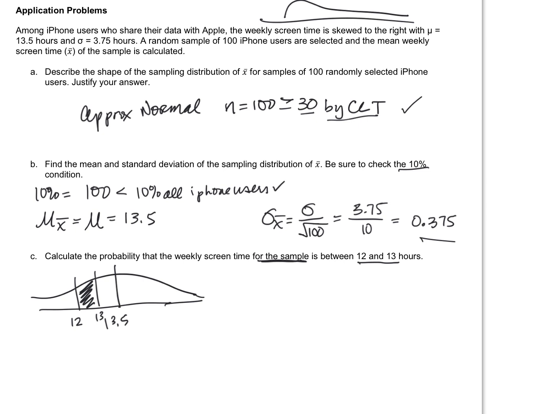So where do I go now? Norm, CDF, lower boundary of 12, upper boundary of, good. The mean is 13.5, and sigma is 0.375. And let's see what we get. 0.0912.